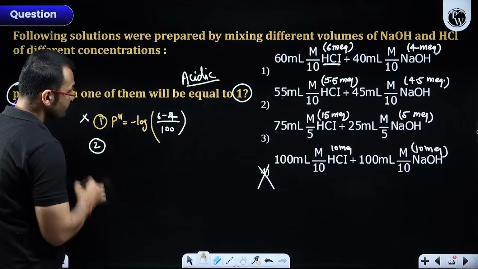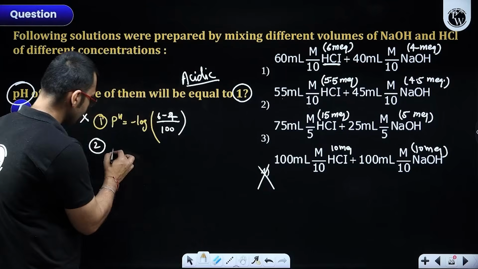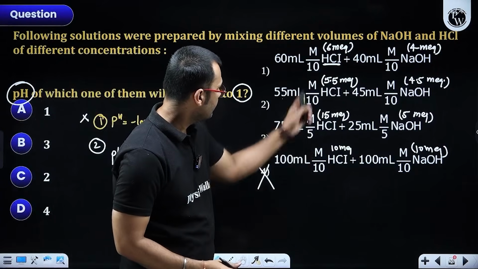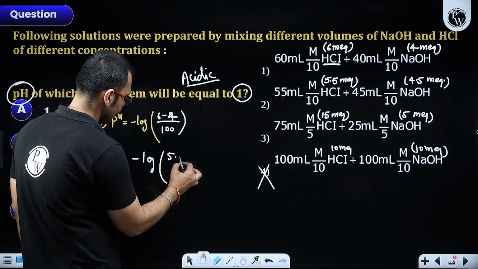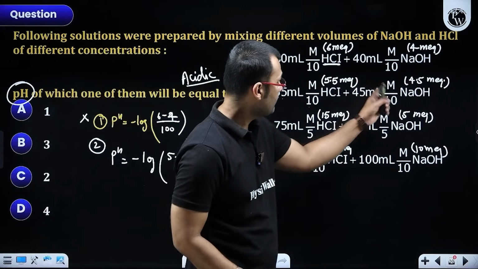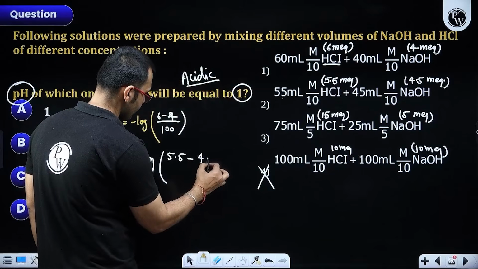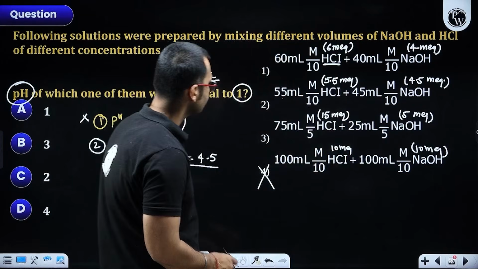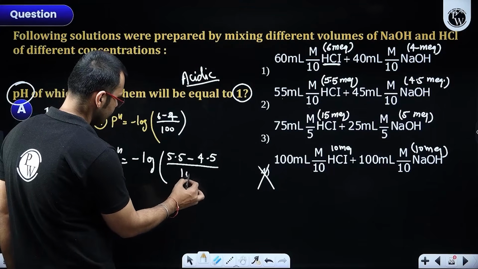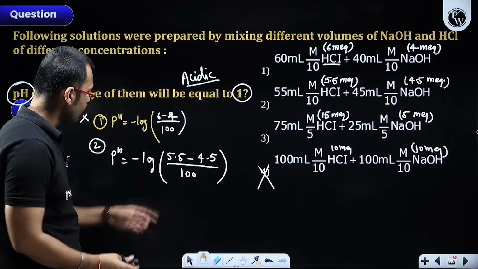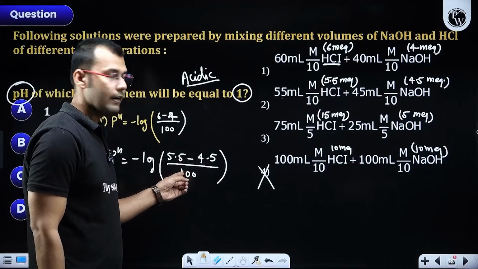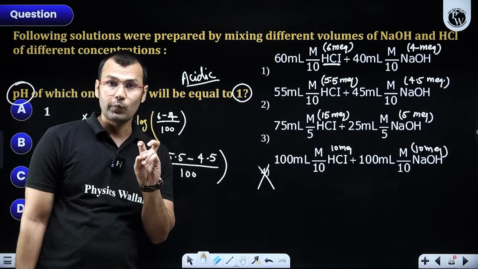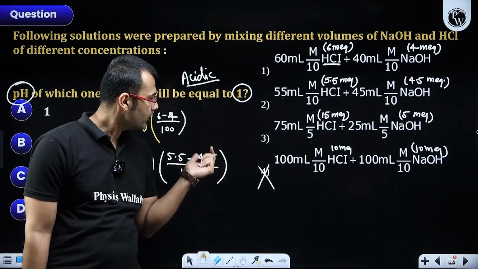Now check the second one. Second case, again pH will be minus log milli equivalents of acid 5.5 minus milli equivalents of base 4.5 divided by total volume in ml. So 55 plus 45 will be 100, right? So this will give you 5.5 minus 4.5 is 1. 1 upon 100 is 0.01. And minus log 0.01 will become 2. So this is not your answer. So of course answer is third one.